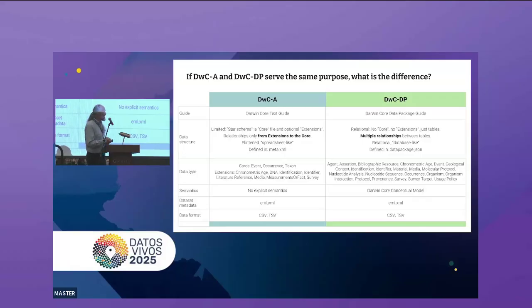There are many things that are the same. There are no explicit semantics in Darwin Core archives, but it's kind of understood from our practice what the meaning is of the data that we share that way. Both Darwin Core archives and Darwin Core data packages will rely on EML, the Ecological Metadata Language, to share the metadata about a data set. And then finally, underlying the data in both cases are shared via CSV or tab delimited text files. So that part's not different.